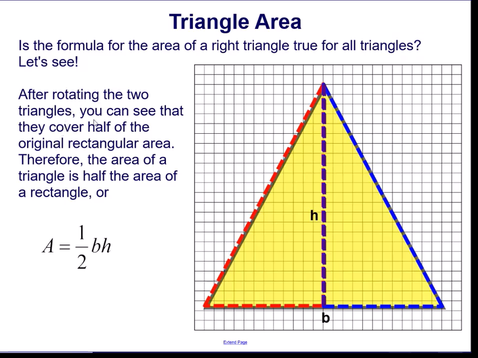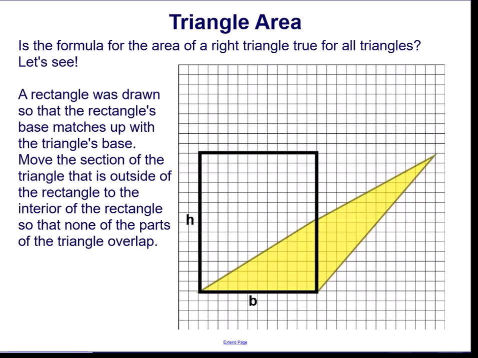So after rotating the two triangles, I see that they cover half of the original rectangular area. Therefore, the area of a triangle is half the area of the rectangle, or our formula we were writing, area equals 1/2 base times height. My height is the purple line here that has been drawn because now I have a 90-degree angle for the height. It's 90 degrees and makes a perpendicular angle to the base, or B.